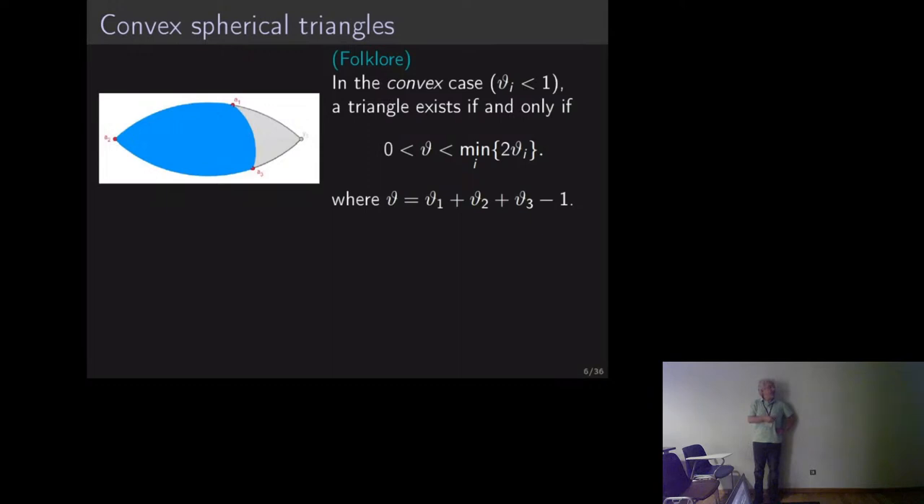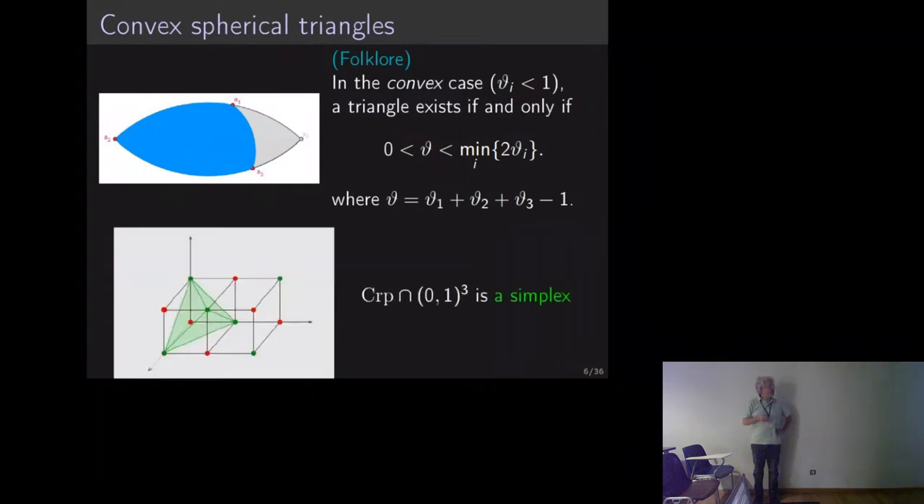So what is the blue area? The blue area, up to a factor pi, is the sum of the angles minus 1. So this theta, which is this sum minus 1, is, up to a factor pi, the area. You want this to be positive, but you also want it to be smaller than the area of the wedge. And the area of each wedge is 2 pi theta_i. So basically, this inequality on the right is saying that this blue one is smaller than the green one. This is necessary, but it's also sufficient, because you can construct it by hand, ultimately.